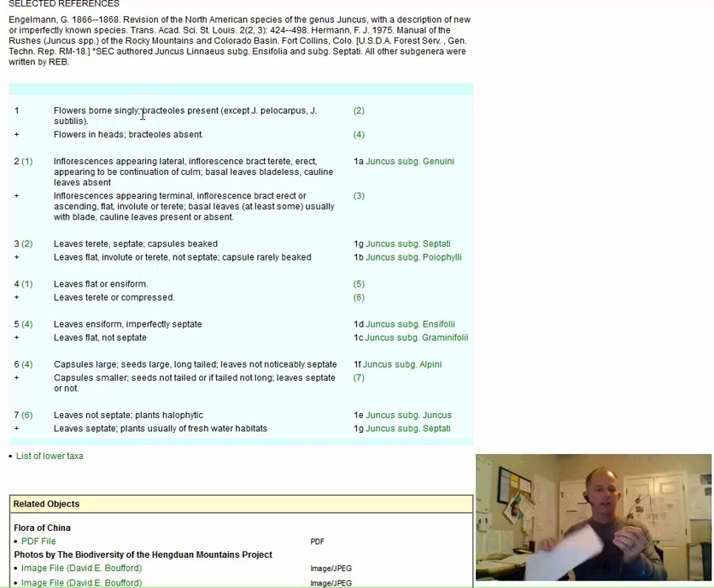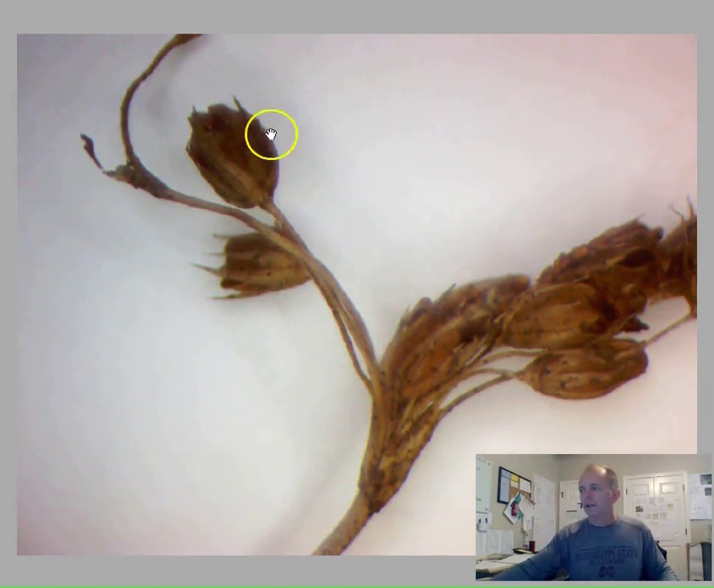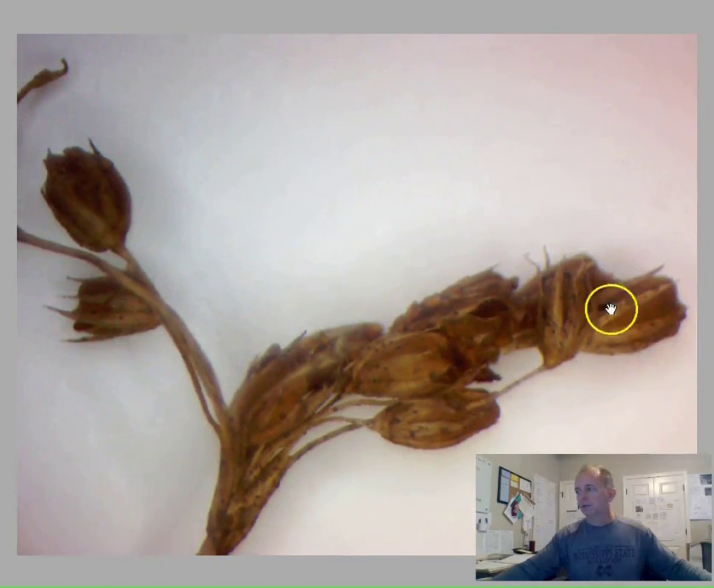Now, first, you might look at that and go, oh, they're in heads. Well, what they are, they're in these clusters. They're in bouquets. It's a natural bouquet of flowers. But within each of these bouquets of flowers, let me show you over here under the microscope, they're individually at the ends of these little stalks within there.